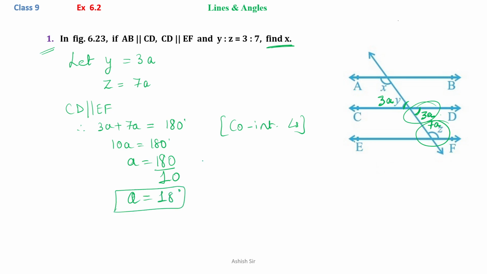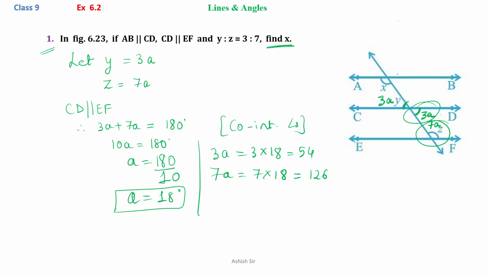Now we can find out the values of 3A and 7A. So 3A is equal to 3 into 18, that is 54, and 7A equals 7 into 18, that is equal to 126.